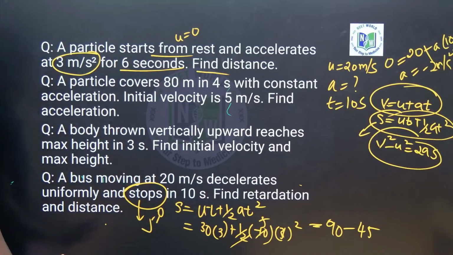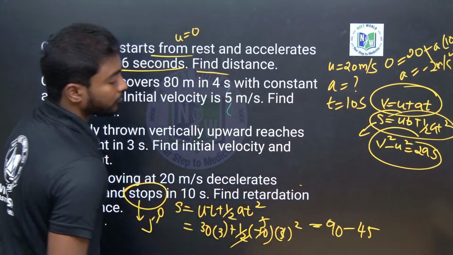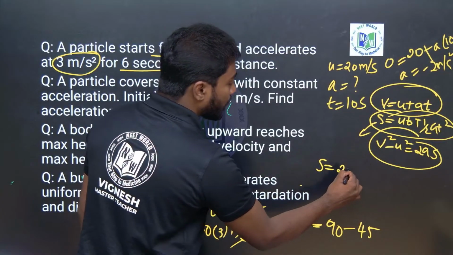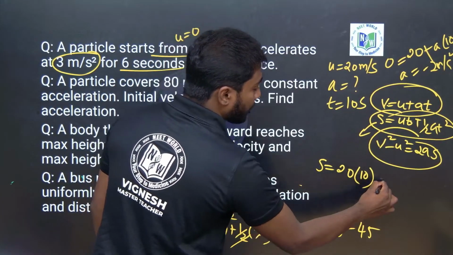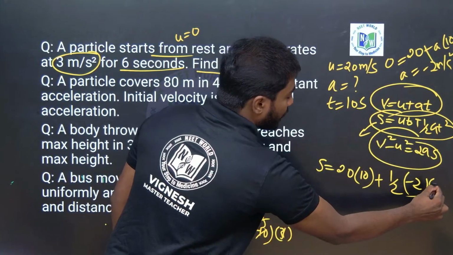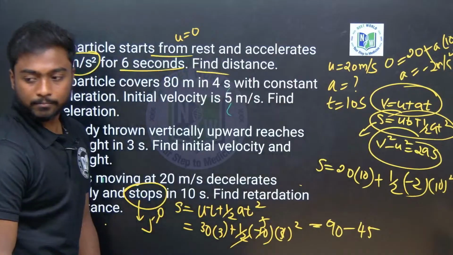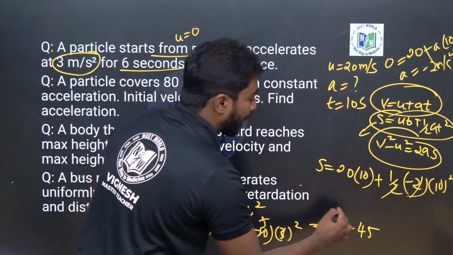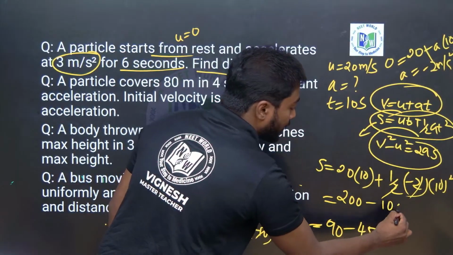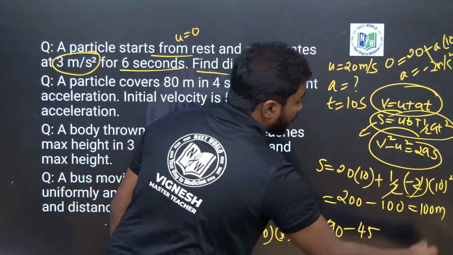Distance I need to find. Which equation can I use? Second equation. S equals u, which is 20, times 10, plus half into retardation, that is minus 2, and 10 square. So 2 and 2 will get cancelled. So this is 200 minus 100, as 10 square is 100, which is nothing but 100 meters.